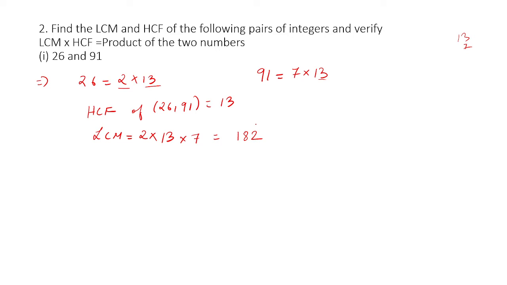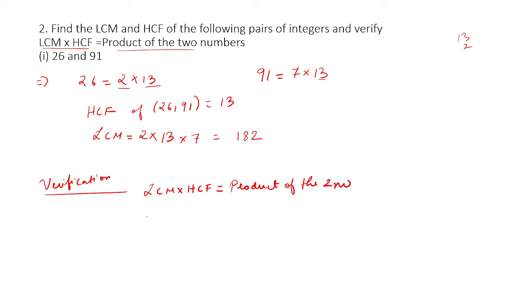Right? So next thing, we're actually asked to verify if LCM into HCF is equal to this. So you can always write this as verification, since we're trying to verify. So we're asked to verify if LCM into HCF is going to be equal to the product of the two numbers. I'll just write this down, product of the two numbers.